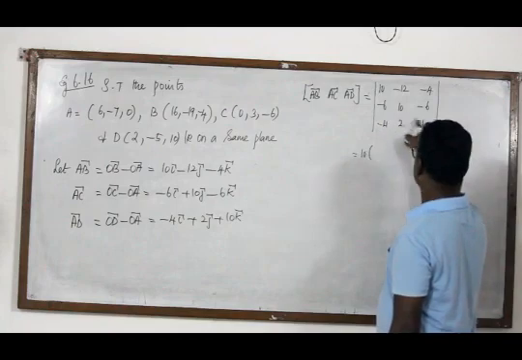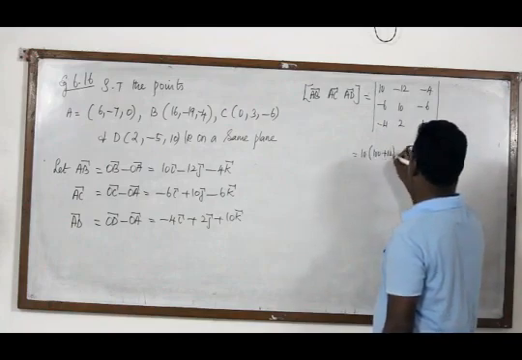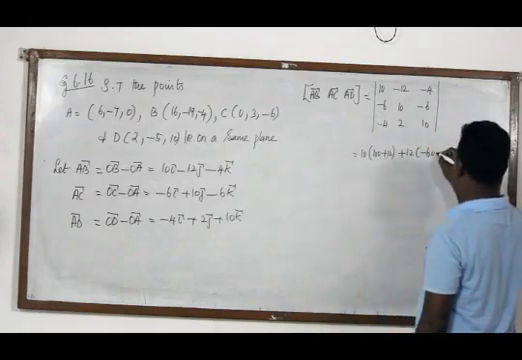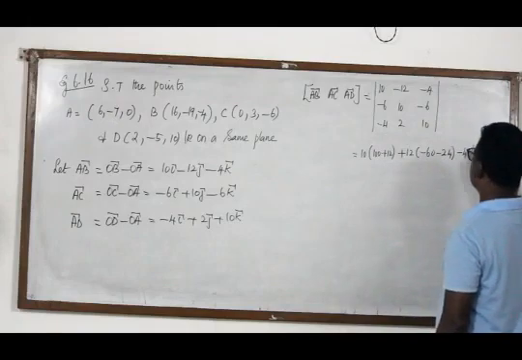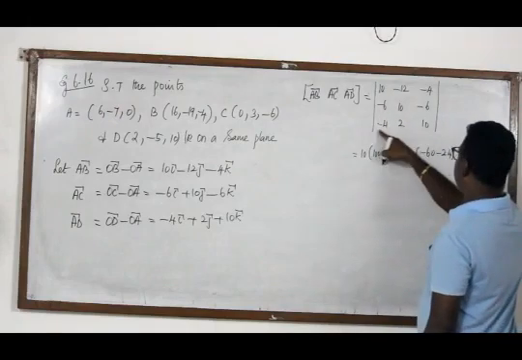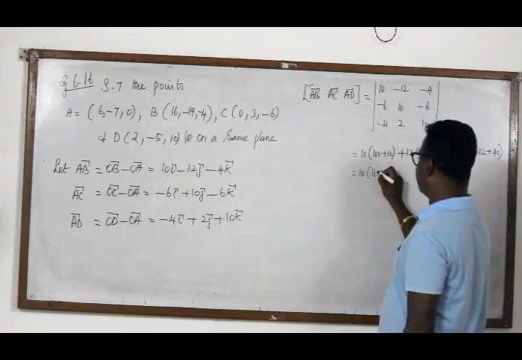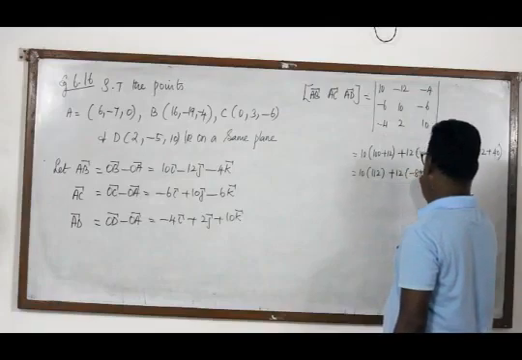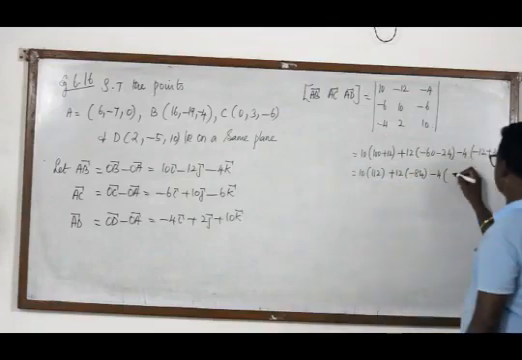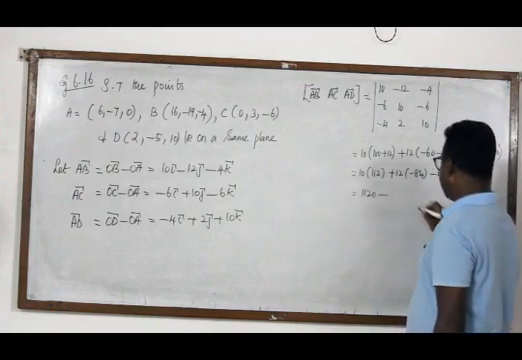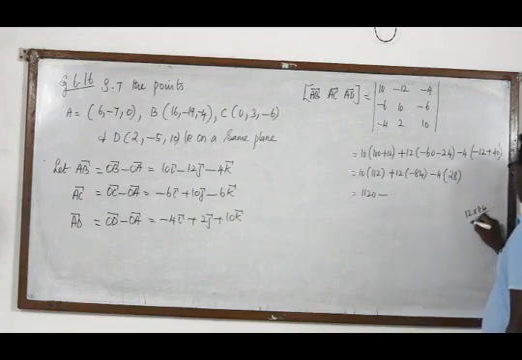Expand this: 10 into (100 plus 12), plus 12 into (minus 16, it is plus 24, so minus 24), minus 4 into (minus 12 minus 40, so plus 40). It is 10 into 112 plus 12 into minus 84 minus 4 into 28. It is 1120 minus 12 into 84. 4 12s are 48, 8 12s are 96. So 1008.